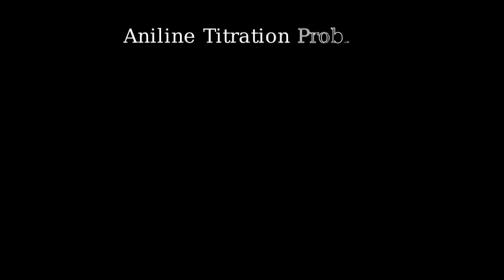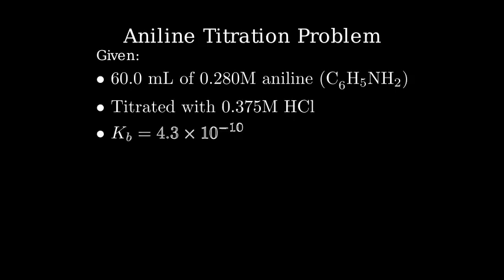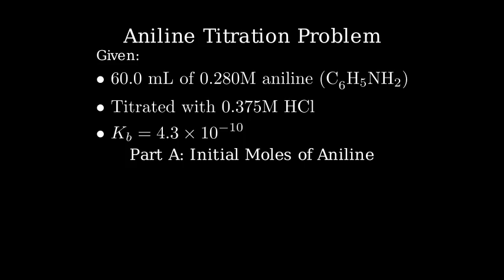Welcome. Today we'll solve a complex titration problem involving aniline, a weak base used in polyurethane production. Let's break down the problem into three parts: finding the initial moles of aniline, calculating the equivalence point volume, and determining the pH at equivalence.